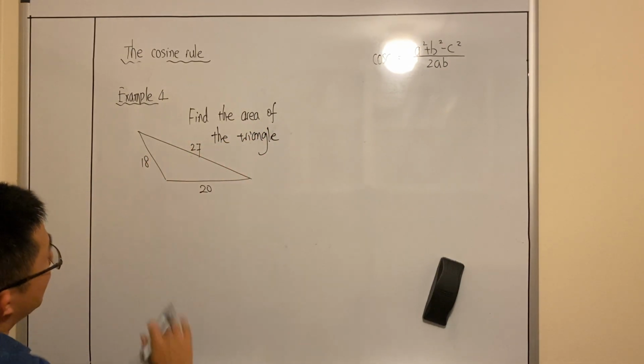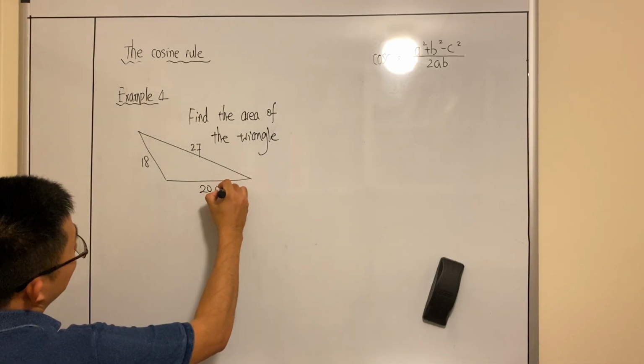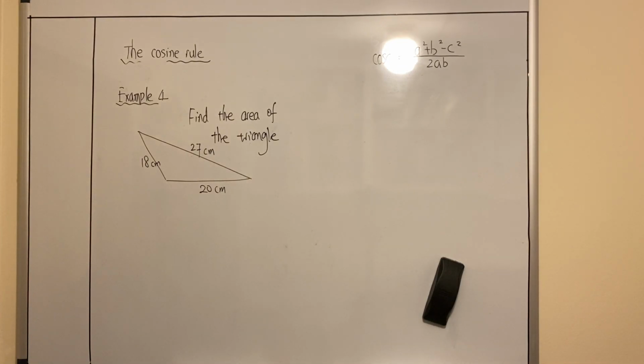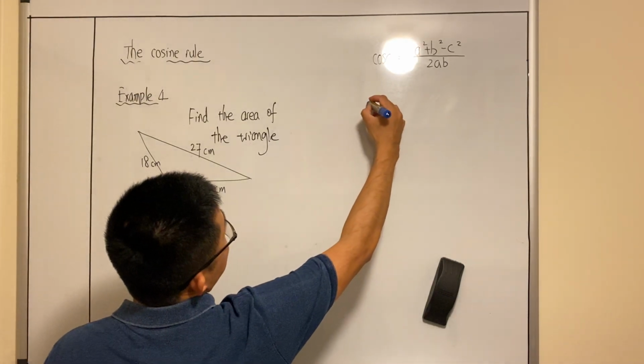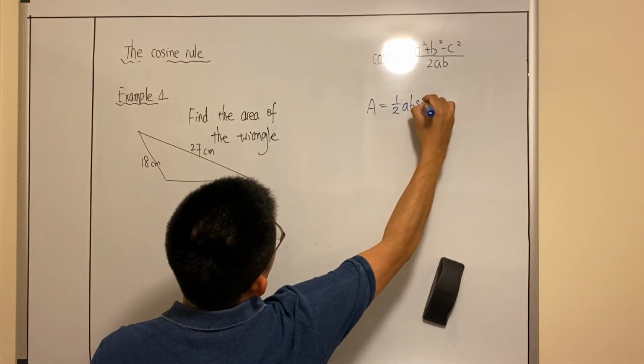With the following detail, how do we find the area of the triangle here? It's not that easy to find the height. So what I will do is I'm going to use the area formula that you have learned before, and that is the formula here. Area is equal to half AB sine C.